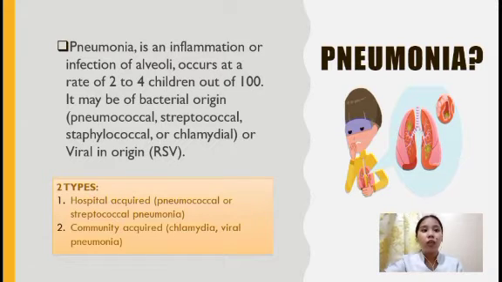So we have two types of pneumonia. First is the hospital-acquired pneumonia. So these are the pneumococcal or streptococcal pneumonia. The next is the community-acquired pneumonia, which is the chlamydia and the viral pneumonia.